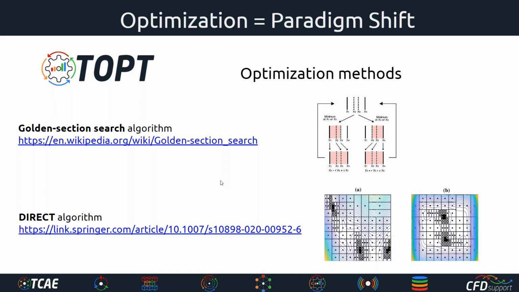We have implemented two algorithms for the optimization methods into TOpt. The first one is called golden section search, and it's, I would say, pretty simple but effective. The other one is called DIRECT, which is much more comprehensive, and it also can find the minimum or maximum of the objective functions, and helps us to navigate through the parametric space.